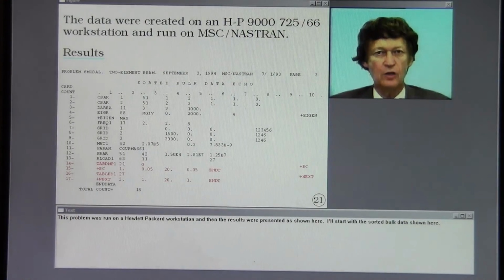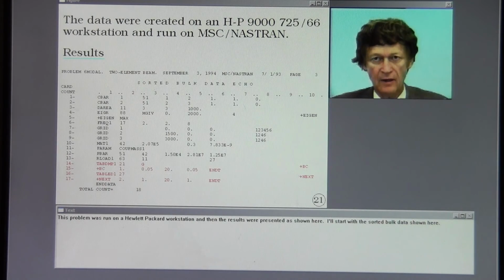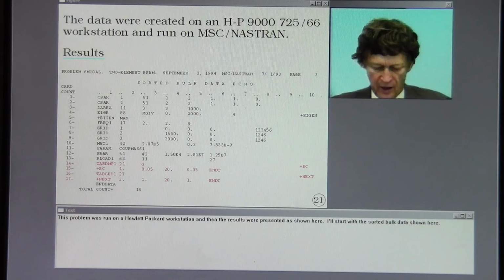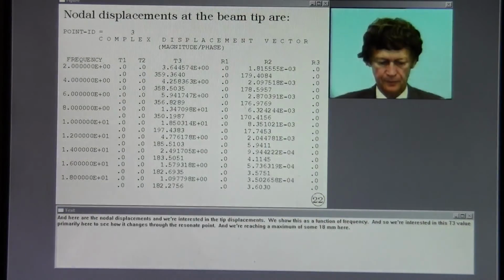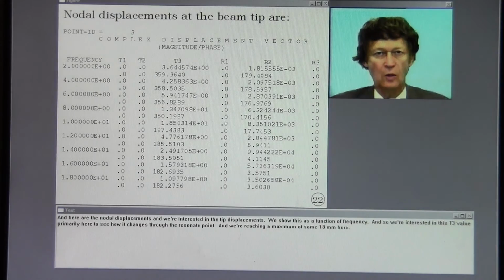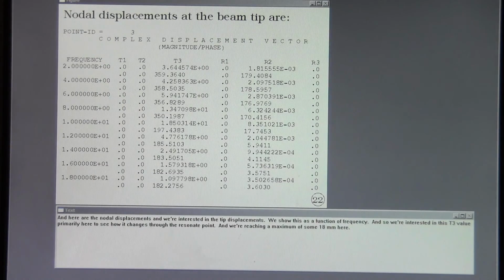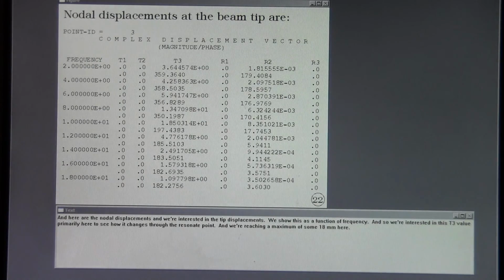This problem was run on a Hewlett-Packard workstation, and then the results were presented as shown here. I'll start with the sorted bulk data shown here. And here are the nodal displacements, and we're interested in the tip displacements. We show this as a function of frequency, and so we're interested in this T3 value primarily here to see how it changes through the resonant point. And we're reaching a maximum of some 18 millimeters here.